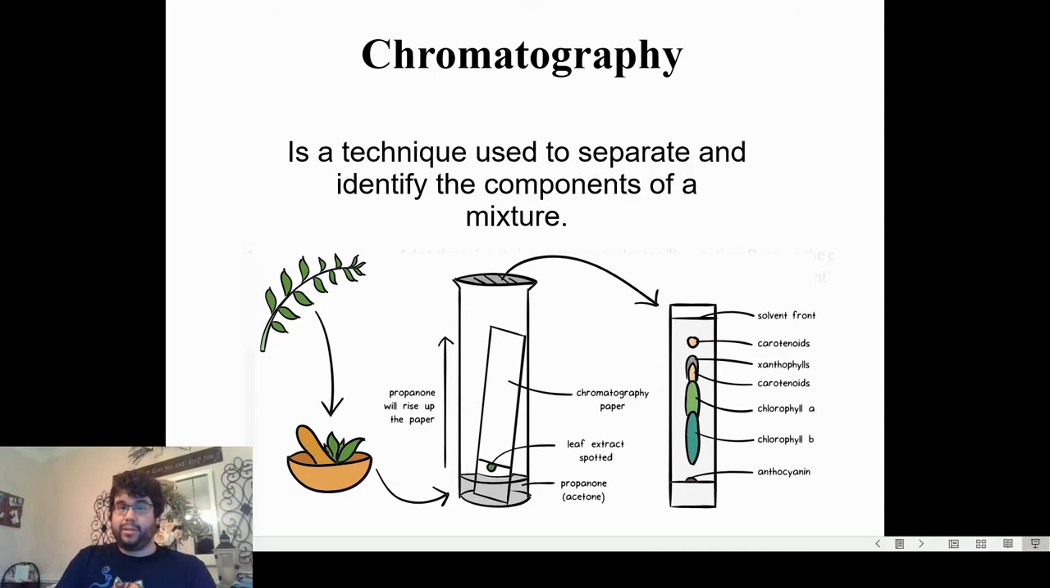So chromatography goes along with the topic of intermolecular forces because this is a technique to separate a mixture into its individual components using intermolecular forces, how those molecules interact with a solvent that the molecules run through essentially.